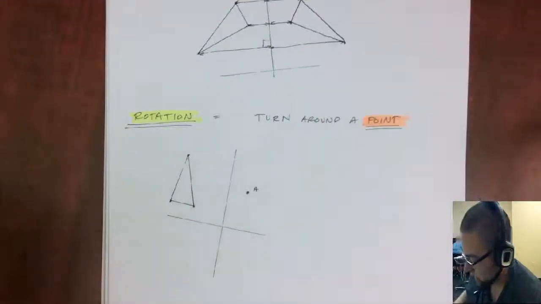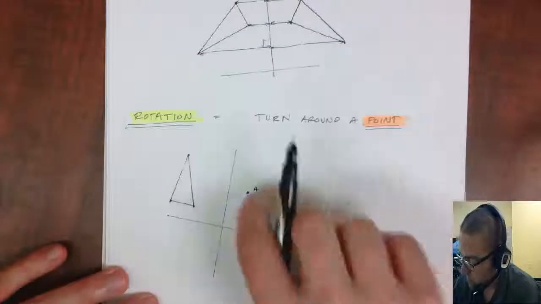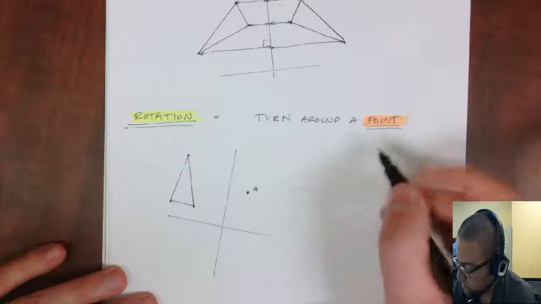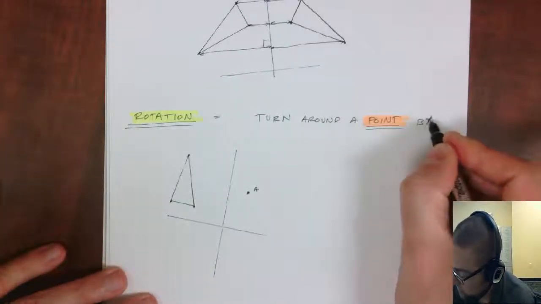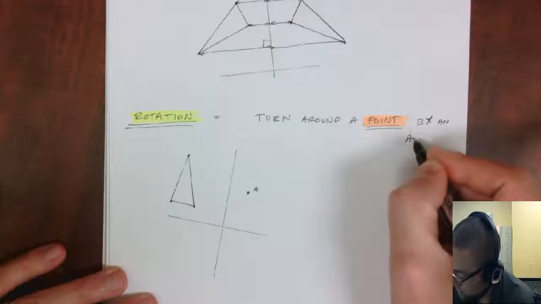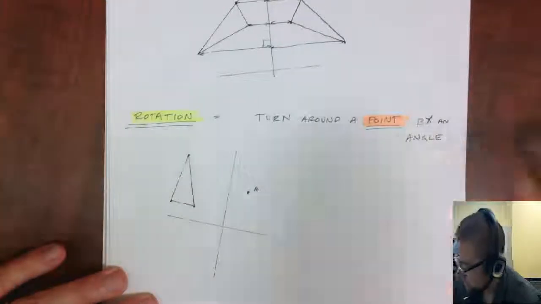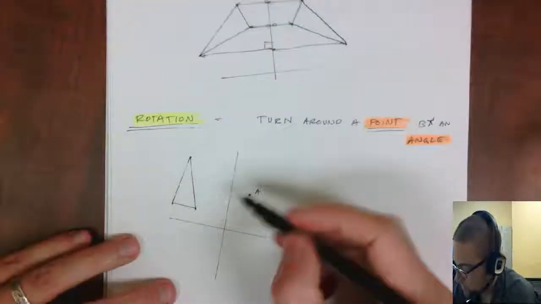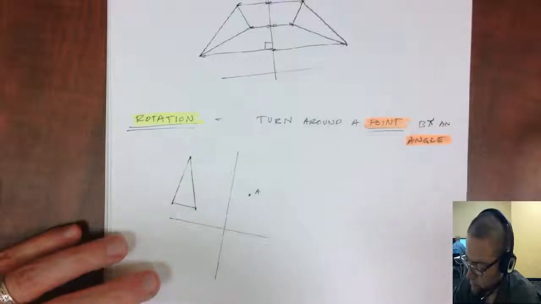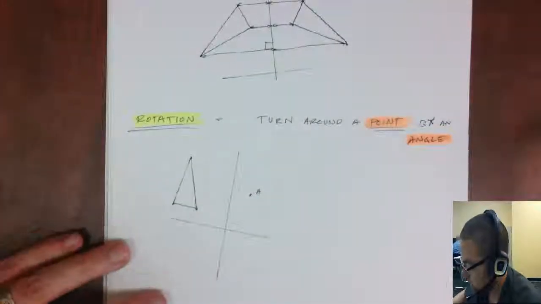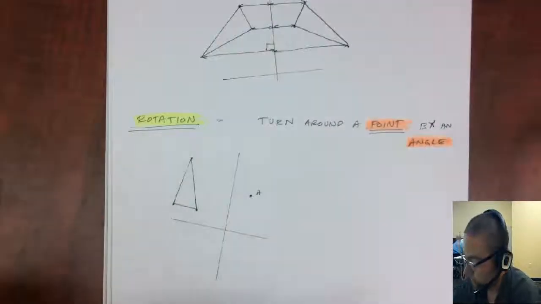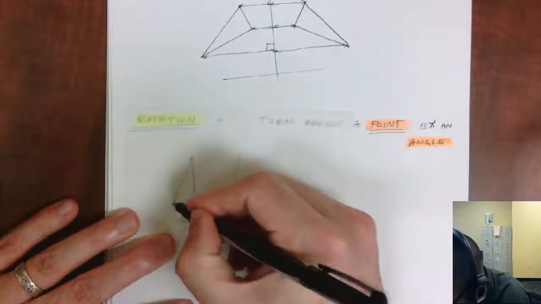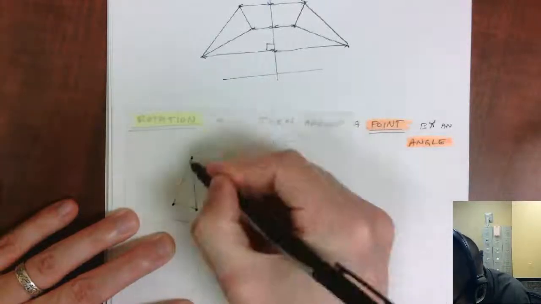The last isometry is rotation, and that's to turn around a point. So you're given a point, and you're going to turn around it by some angle. That's an important point, to have an angle in there too. Let's say I do 180 degrees. I could do 90 degrees or 10 degrees, it doesn't really matter. So I'm going to put the point in there and draw my shape.